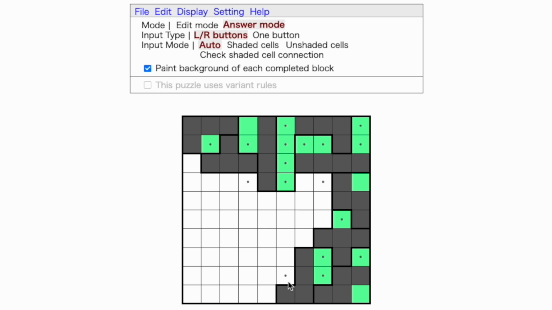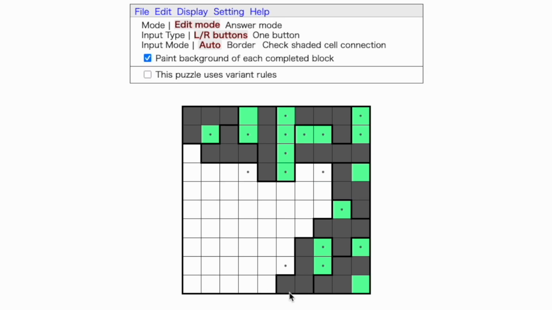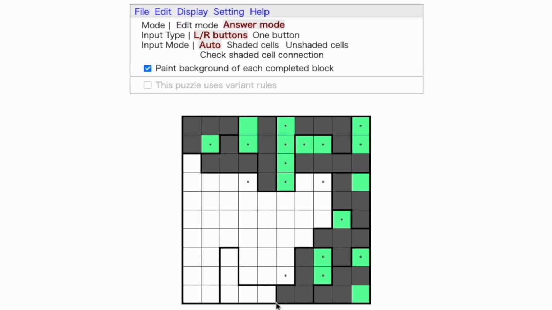Let's see. So I can box off the bottom of this pretty easily by making something that would be an L shape. Something like that would now have to be an L shape over here, because otherwise we'd have two L shapes touching.